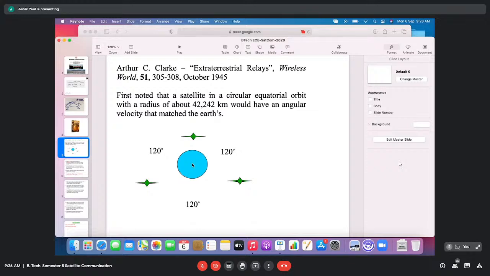So can anyone tell me the value of the radius of Earth? 6,400 kilometers. Is this Prashant? Yes, sir. Okay. So this is about 6,400 kilometers, roughly. So if you have an artificial object in an orbit which has a radius of 42,242 kilometers, and you subtract the radius of the Earth, then that will give you something like 35,800 kilometers. So these artificial objects, if they are put at that height from the surface of the Earth, then their angular velocity will be the same as that of Earth.